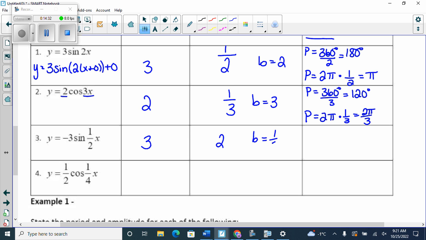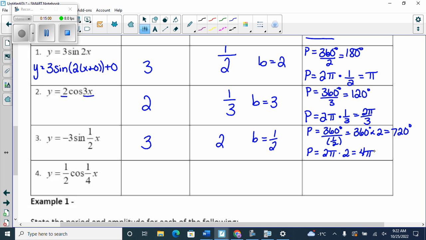So if I use the formula, like I do with the 360, I'm going to do 360 degrees divided by a half, which is 360 degrees times 2, which is 720 degrees. Or if I use the horizontal stretch factor, I'm going to go 2 pi times 2, which is 4 pi, which is 720. Both are good.